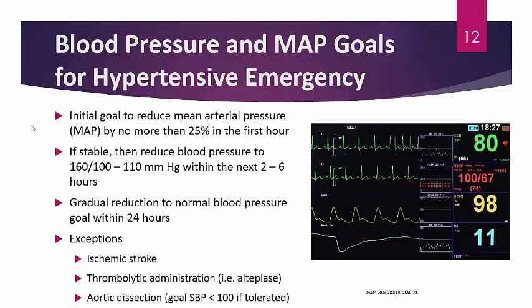Another exception is a patient that may have aortic dissection. In those patients, we actually want to target a systolic blood pressure less than 100 if they can tolerate it, to minimize the pressure that is essentially being placed within the aorta that can eventually lead to massive amounts of blood leaving the aorta and third spacing, essentially. And this can eventually cause mortality.